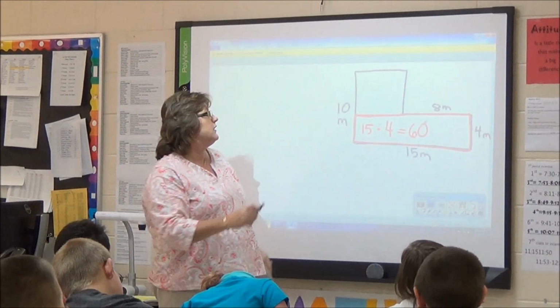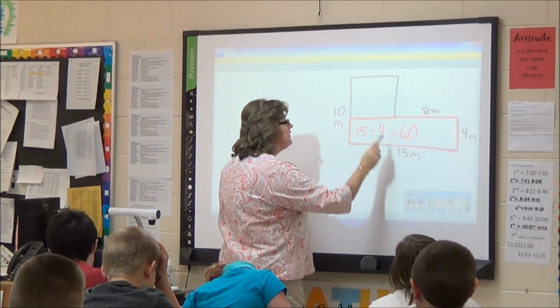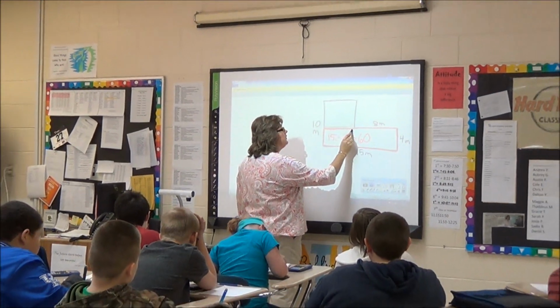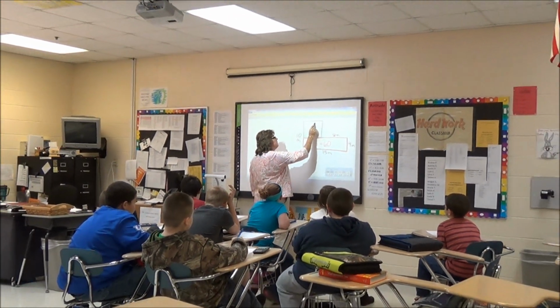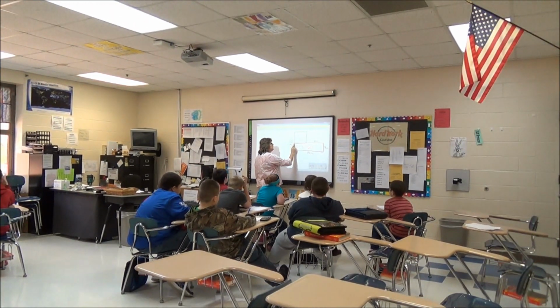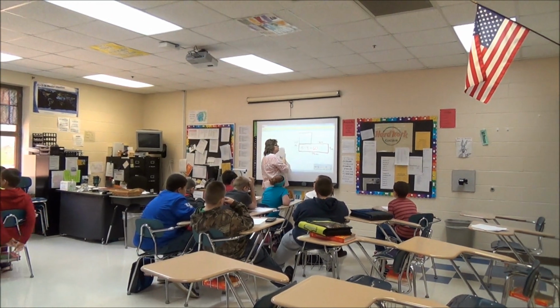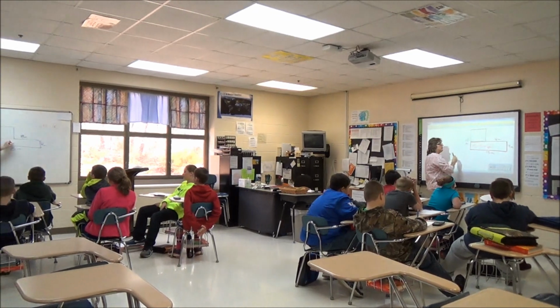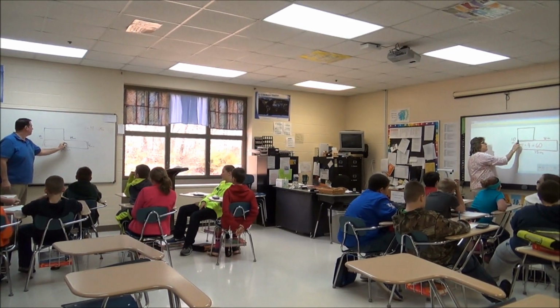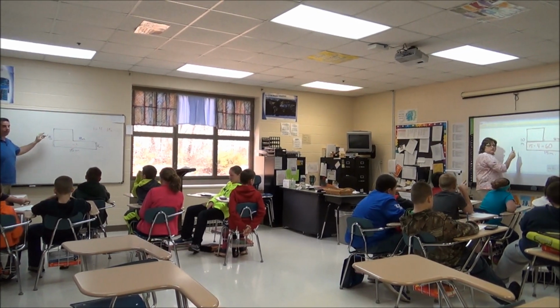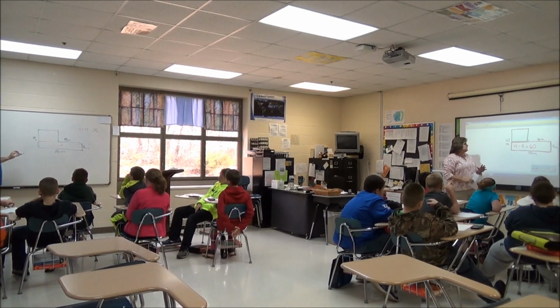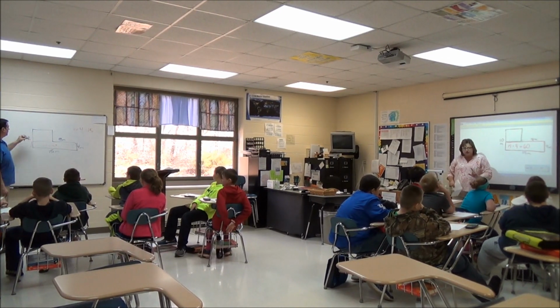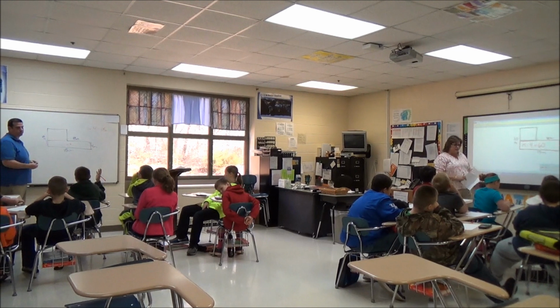So that's 60. Then that leaves us with this other shape up here. We agree that that's 16 meters squared. All with me? Yes, sir. Now, what do we have left of this shape that we're trying to solve? Just this part here. How do we figure this out?